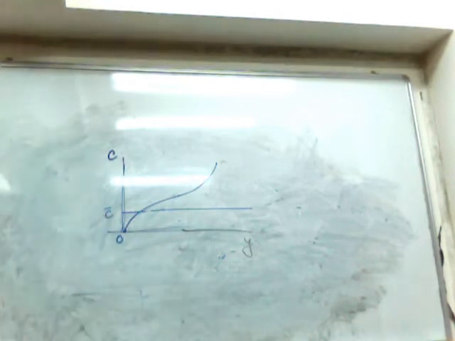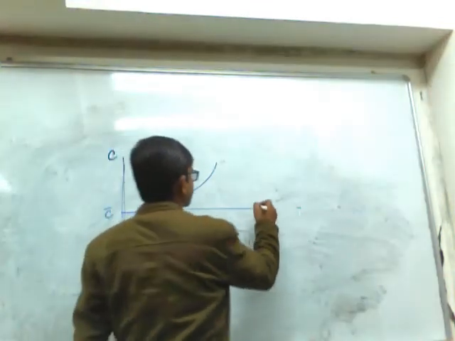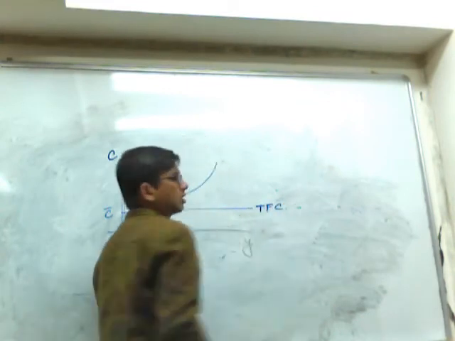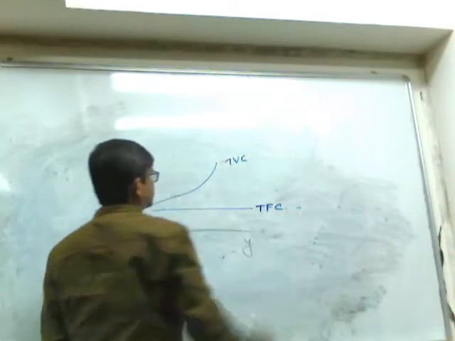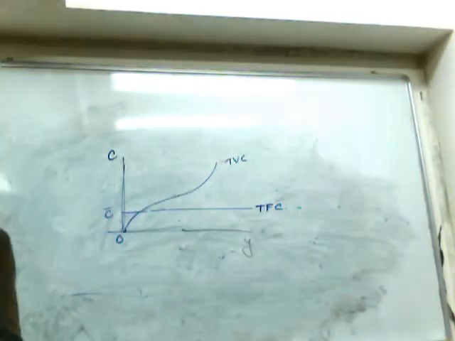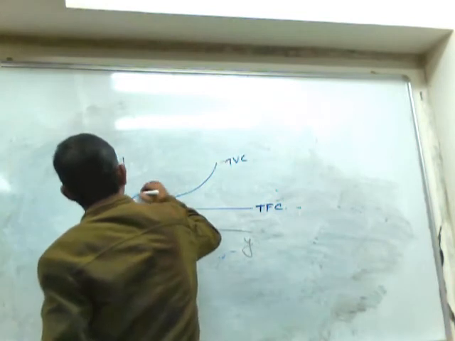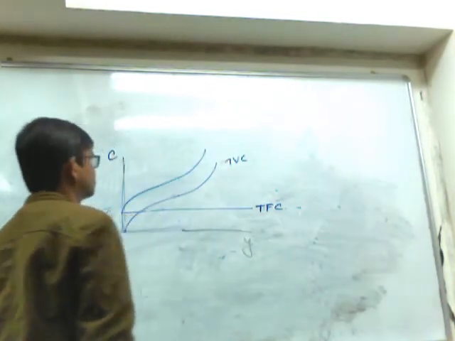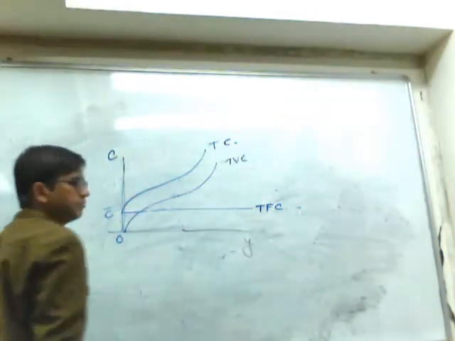So what do we see here? We see here that the fixed cost curve, or TFC curve, is parallel to the horizontal axis, and this is the TVC. So the total cost curve will be derived by the vertical summation of these two curves. So this is my total cost curve.